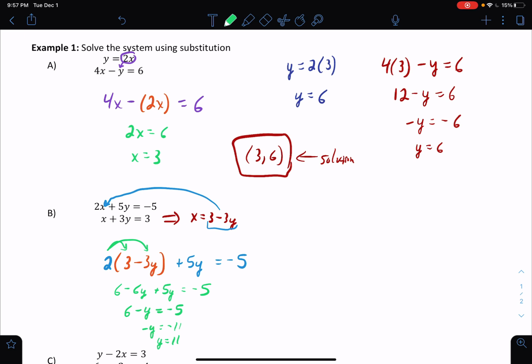Now we need to plug it back into either the top equation or the bottom equation in order to solve for x. So like if I plug it into the top, I'm going to get 2x plus 5, but instead of y, I'm going to plug in 11, because that's what we just solved for, equals negative 5. So I get 2x plus 55 equals negative 5. 2x equals negative 60. Or x equals negative 30.